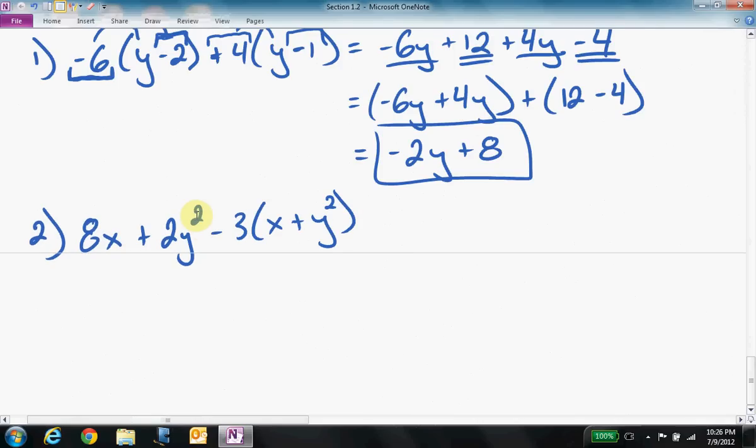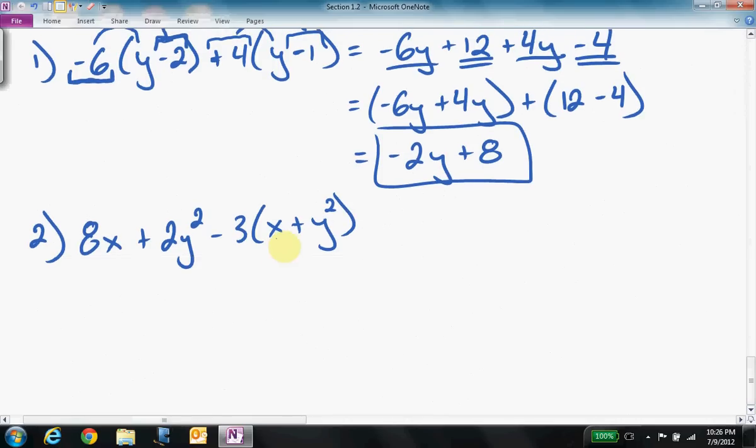So, thinking order of operations, is there anything I can do in my parentheses? Nope. Can I work with my exponents? This exponent of 2 only applies to the y, not to the 2. It would apply to the 2 if it was written this way, then we would apply it to both. But it's not written that way, so the squared only applies to the y. In both cases, nothing we can do.